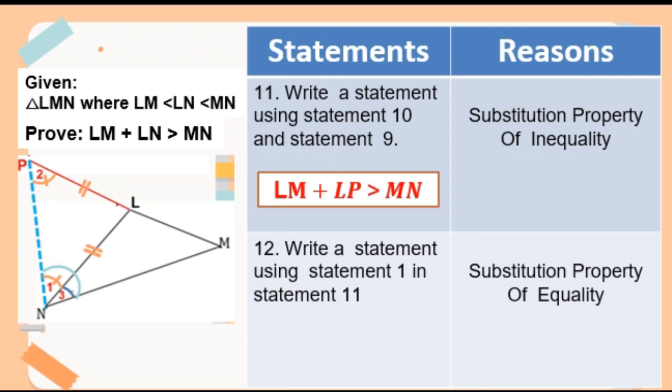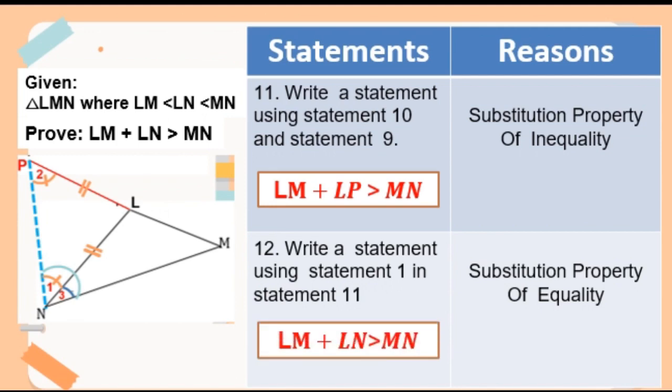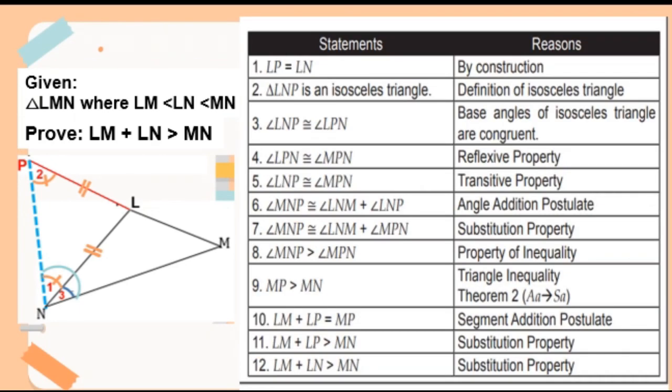Next, write a statement using statement number 1 and statement number 11. So LM plus LN is greater than MN. So that is substitution property of inequality. You can pause this video to see all the information.